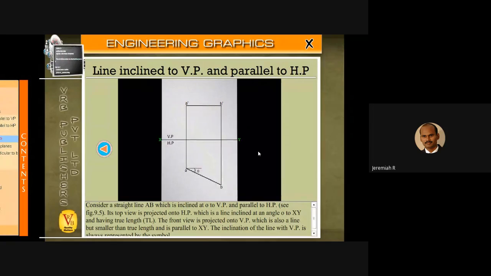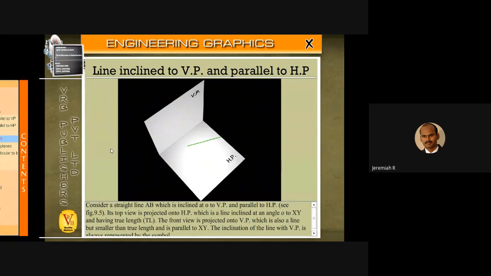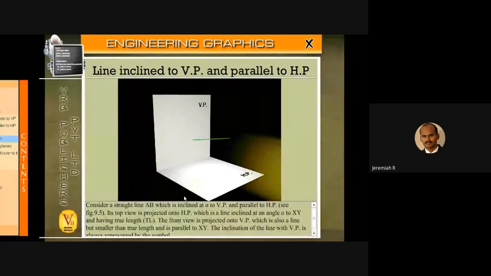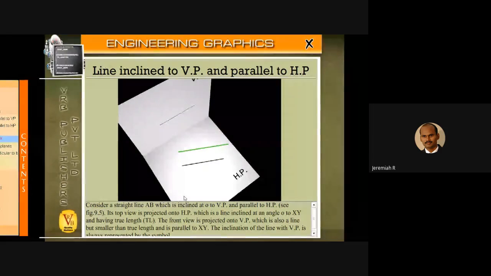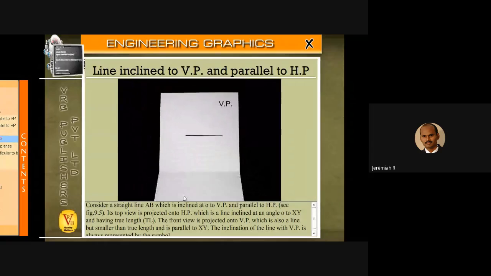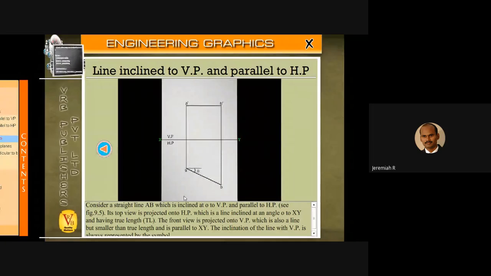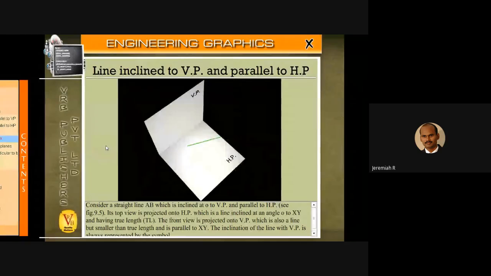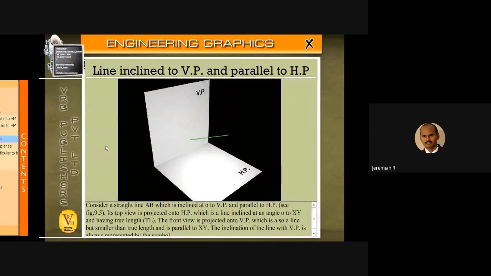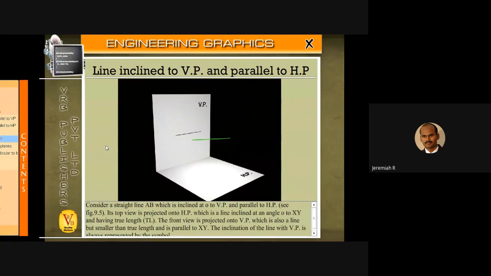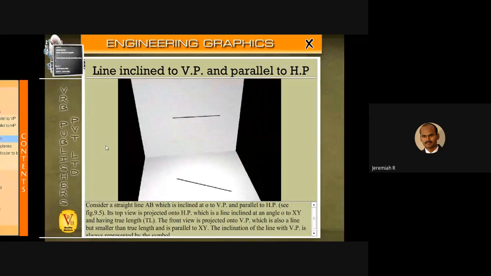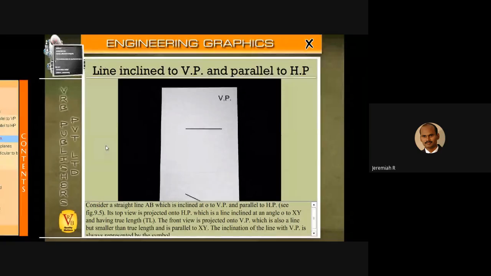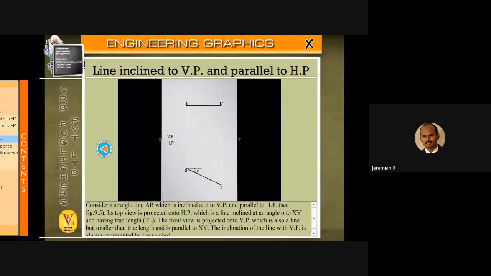Consider a straight line AB, a line inclined to VP and parallel to HP. The front view is a reduced length of line. The top view will give the original length. Whatever the theta, whatever the angle, you'll get the same inclined line. So this is where you rotate clockwise 90 degrees.